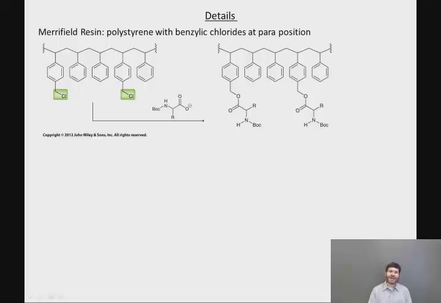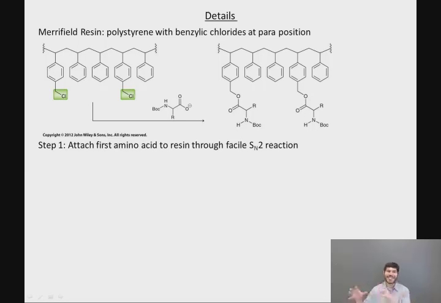So the Merrifield resin is a bead, literally, of polystyrene, so it's styrofoam. Okay, you can't do any better than styrofoam beads. Except the styrofoam is functionalized with benzylic chlorides at the para position of the benzene ring. And what those benzylic chlorides are useful for is that you can attach the first amino acid, that's going to be the C-terminal amino acid in your final peptide, to the resin through an SN2 reaction.